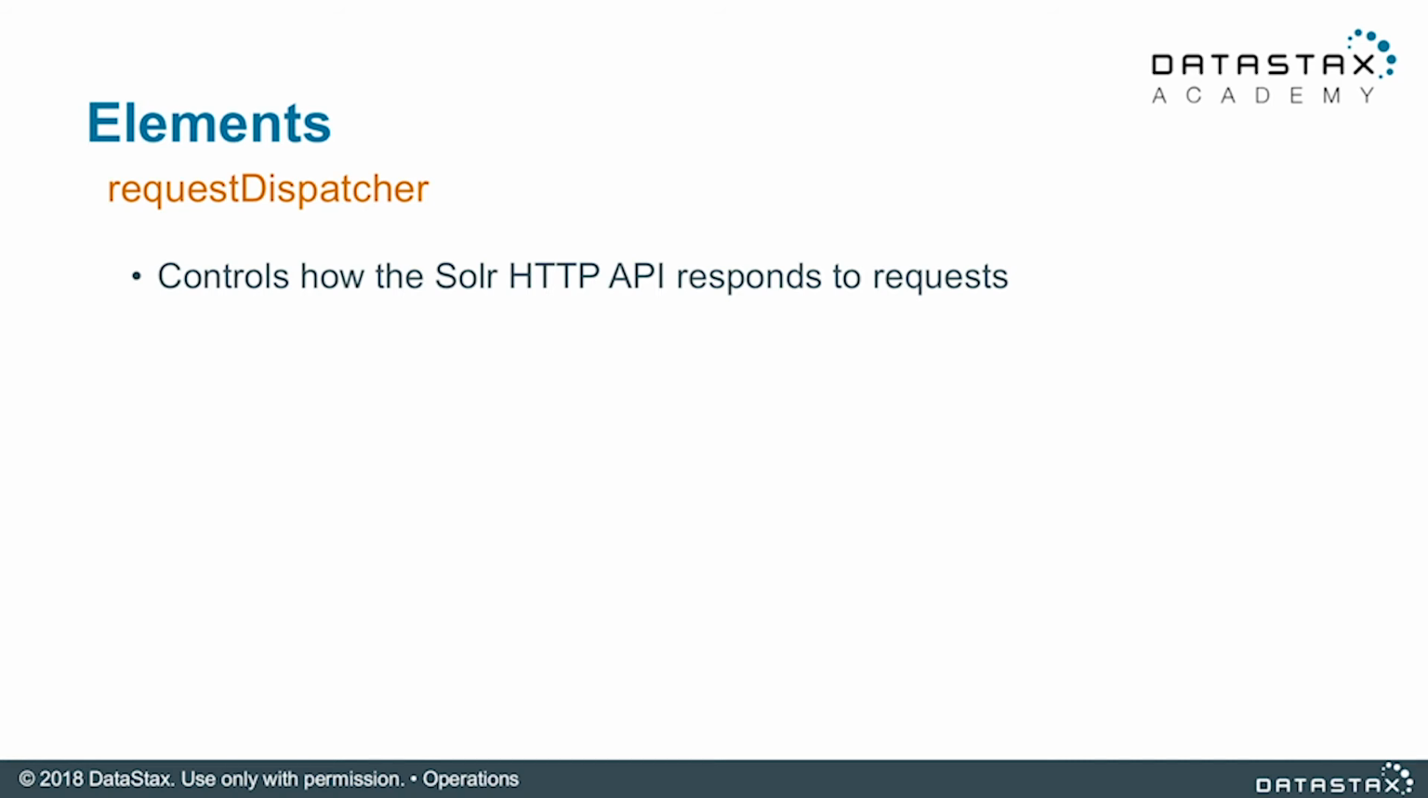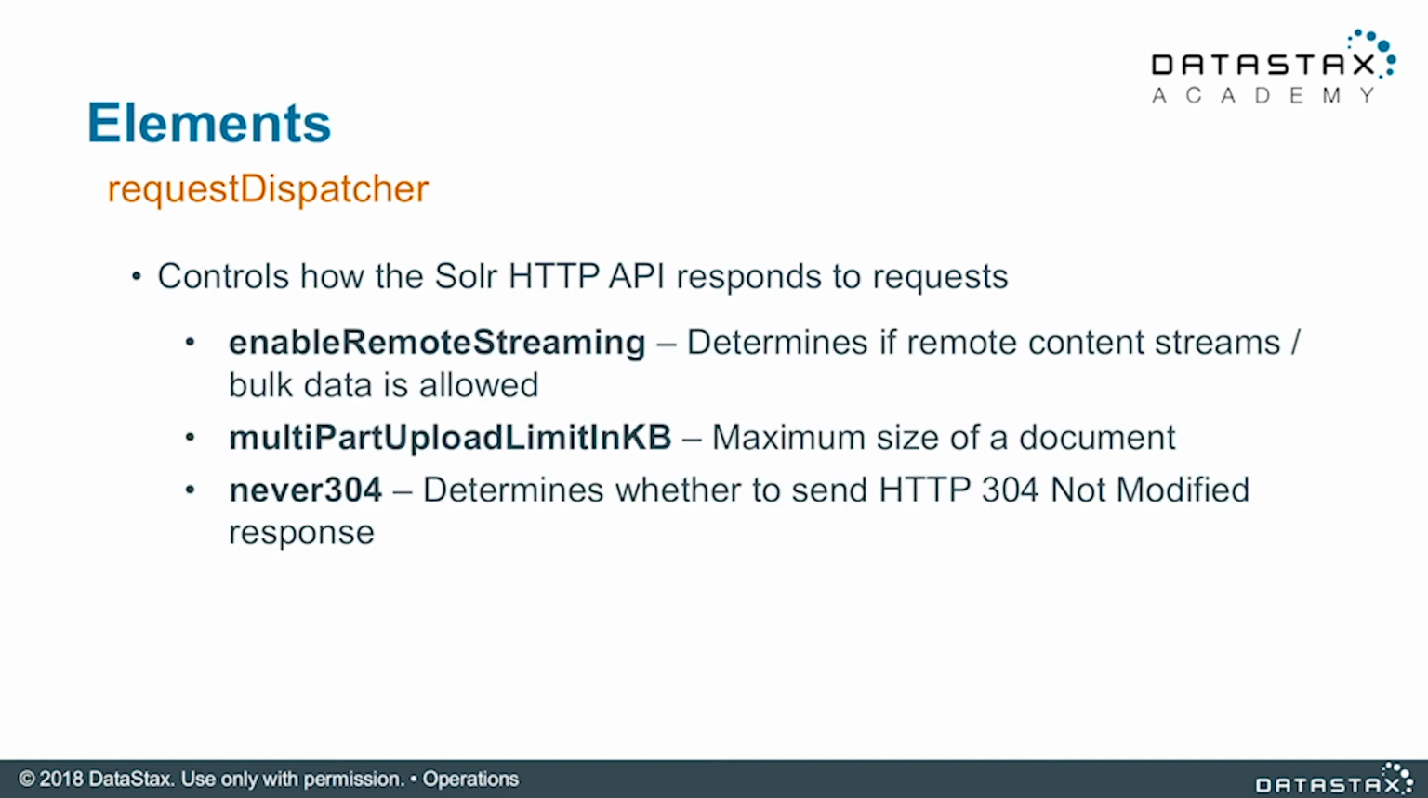The request dispatcher determines how the Solr HTTP API responds to specific requests. Among the settings that are visible in the generated config are the request parser attribute, enable remote streaming, and multi-part upload limit in KB, which determines if HTTP streaming can be used to upload data to DSE and how large that data can be.